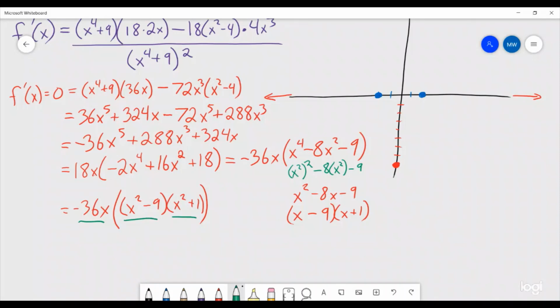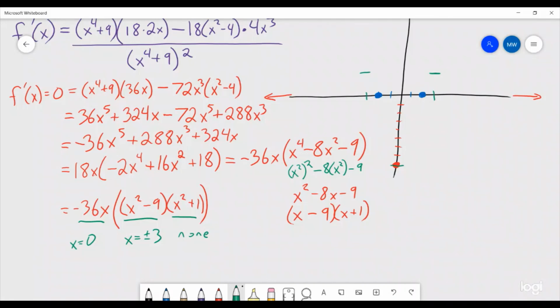So that means we get a 0 at x equals 0, x equals plus or minus 3, and then we don't get any from x squared plus 1, because the solutions to that would be the square root of negative 1, which is not a real number. So that means that we have a slope of 0 at 0 and plus or minus 3. So the slope right here is 0, and then the slope on this side at 3 is going to be 0, and at negative 3 it's going to be 0.